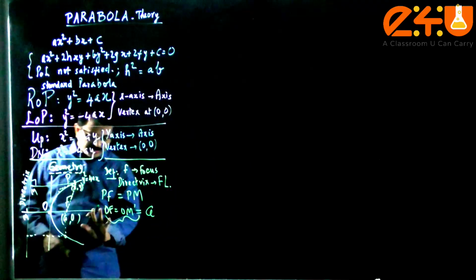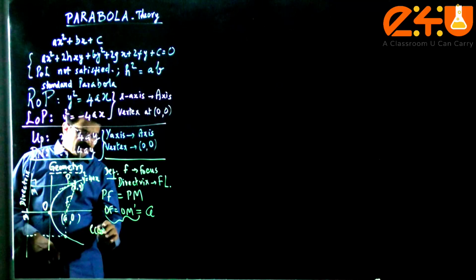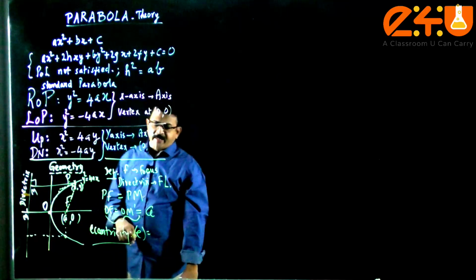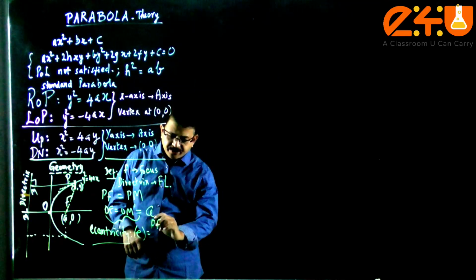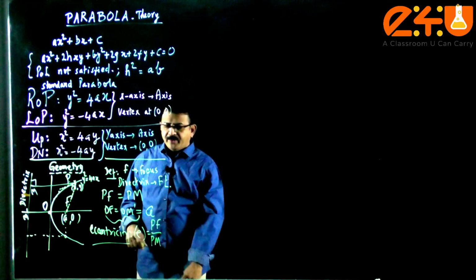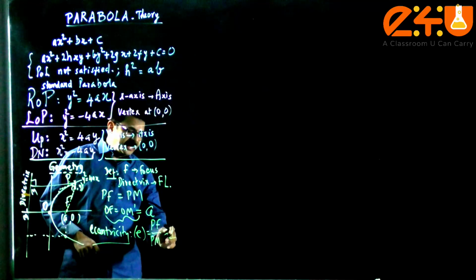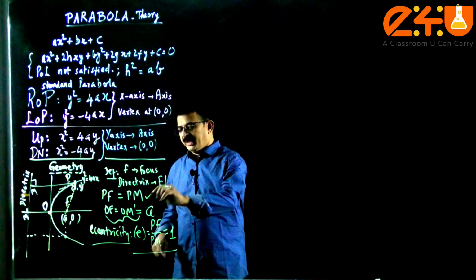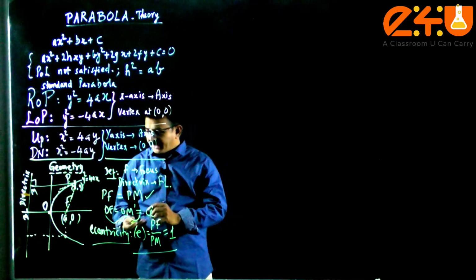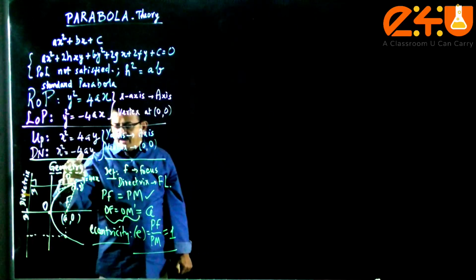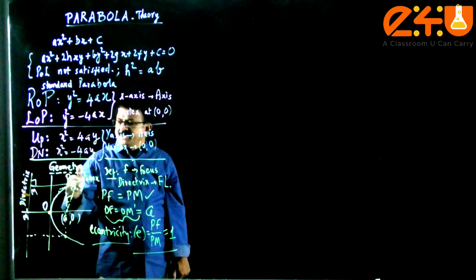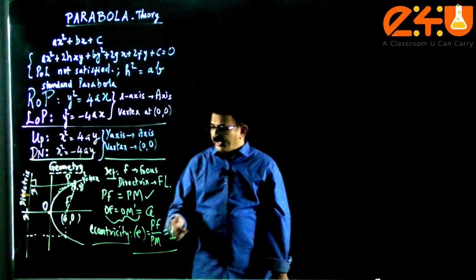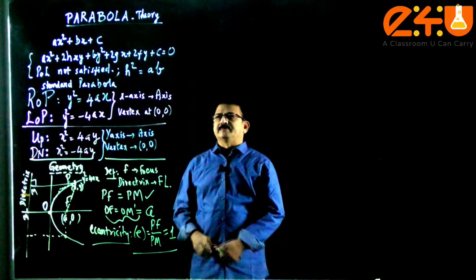Well, one more way of understanding. There is something called eccentricity, denoted by the letter E. The ratio PF by PM is known as the eccentricity ratio, and it is 1 in this case, and that is why PF equals PM. So eccentricity is the ratio of any point's distance from the focus to its distance from the directrix. When PF by PM is 1, we call the curve a parabola.